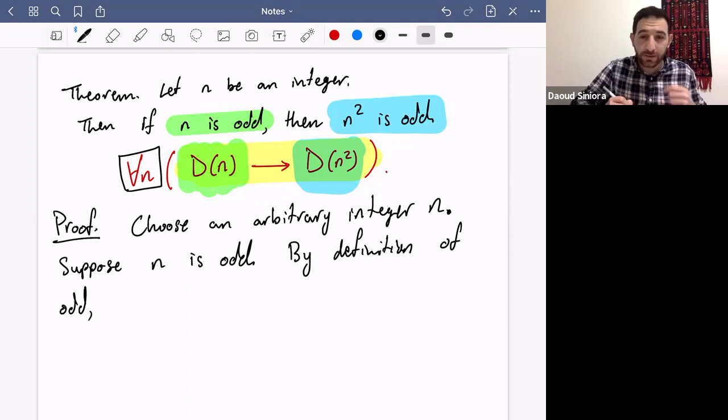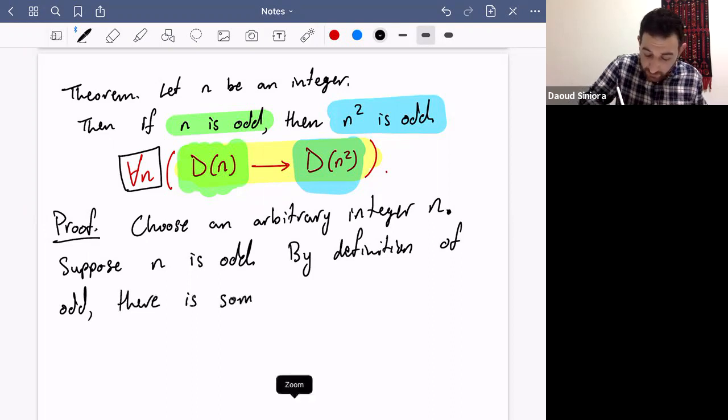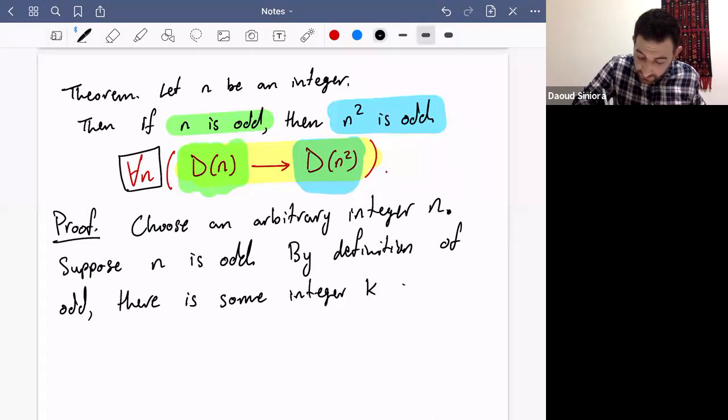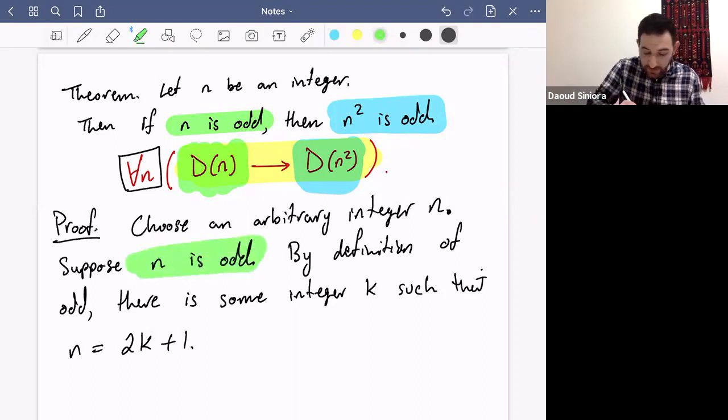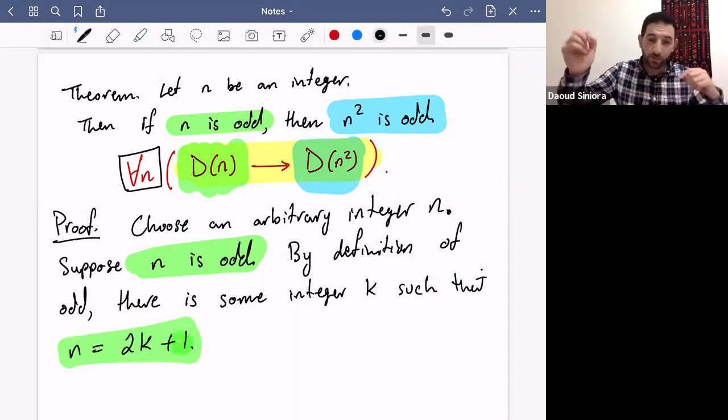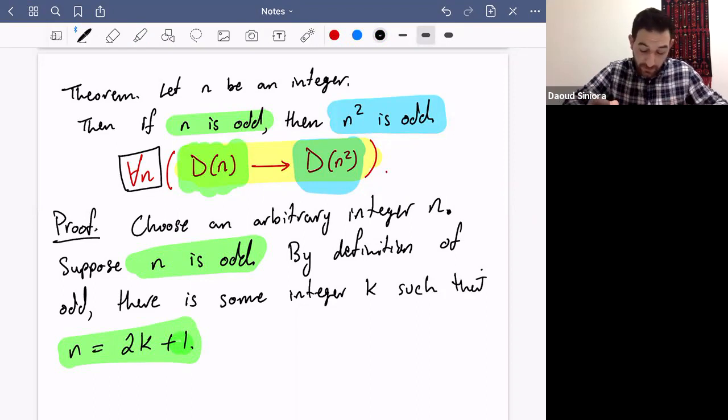we know that there exists an integer k. So there is some integer, we don't know it, but we know it exists, some integer k such that n is equal to 2 times k plus 1. This is the meaning of being odd. This is from our assumption that the hypothesis is true, right? We assumed n is odd. This means that n is of this form, where k is an integer. This is important. Okay, now we want to show that n squared is odd.